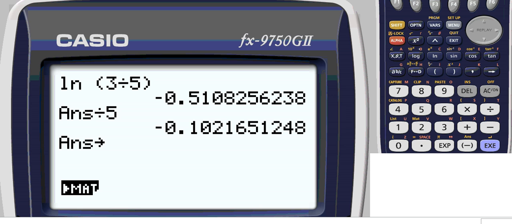Since we're going to need that later, store it as letter K. Store it for variable K. That way, when we type it into the equation later, we can just use K rather than typing out all 12 digits or whatever that is. So on our paper, we're going to write down that we got K equals negative 0.102 approximately.